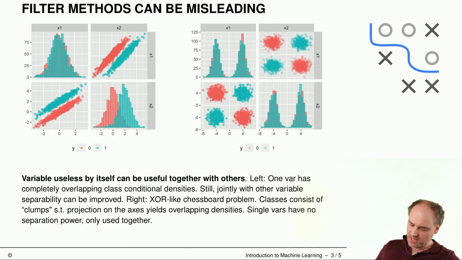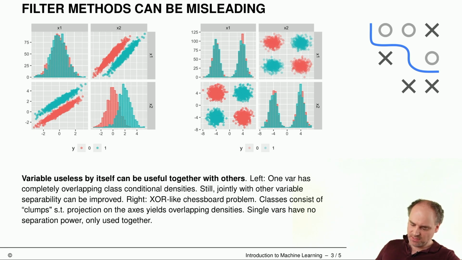And here's a third example. This is titled "A variable useless by itself can be useful together with others." What we are very often interested in is the usefulness of a variable conditional on us having maybe already used a couple of other features in the model. But again, simple feature filters don't really work like that. They just capture the univariate dependence between x_j and y. So again, let's take a look at an example.